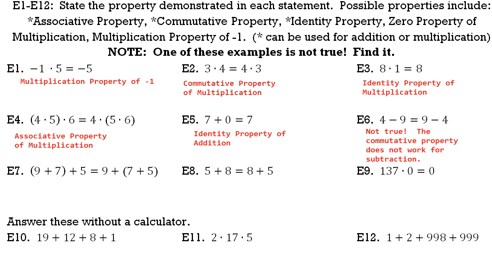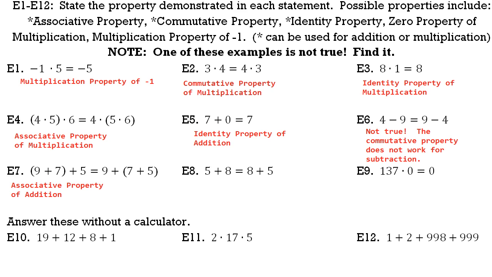All right, we go to example number 7. We have more grouping going on. So that looks to me like more associating the numbers together. You're allowed to group them however you want in the case of multiplication and also in the case of addition. So we'll go with that.